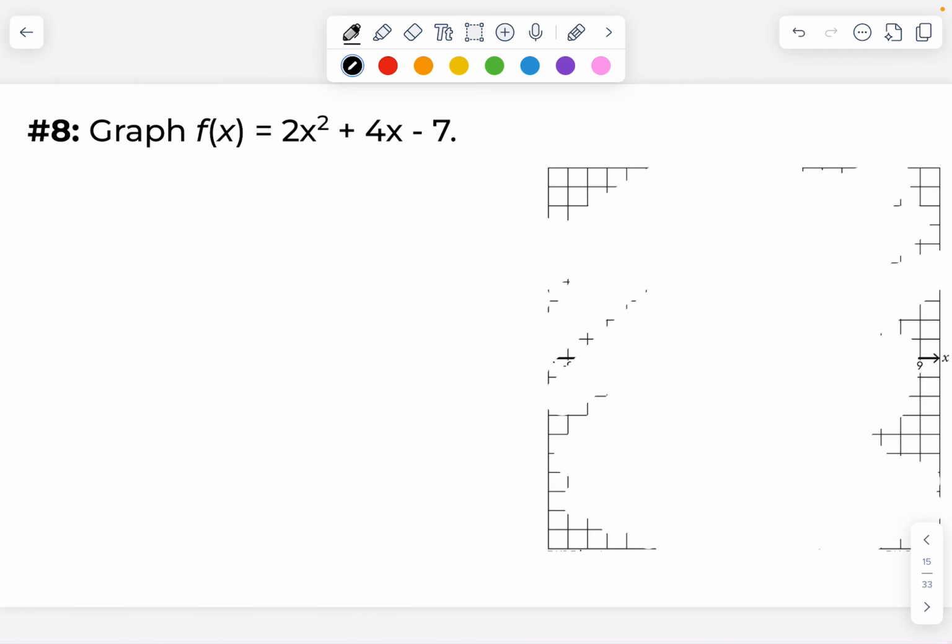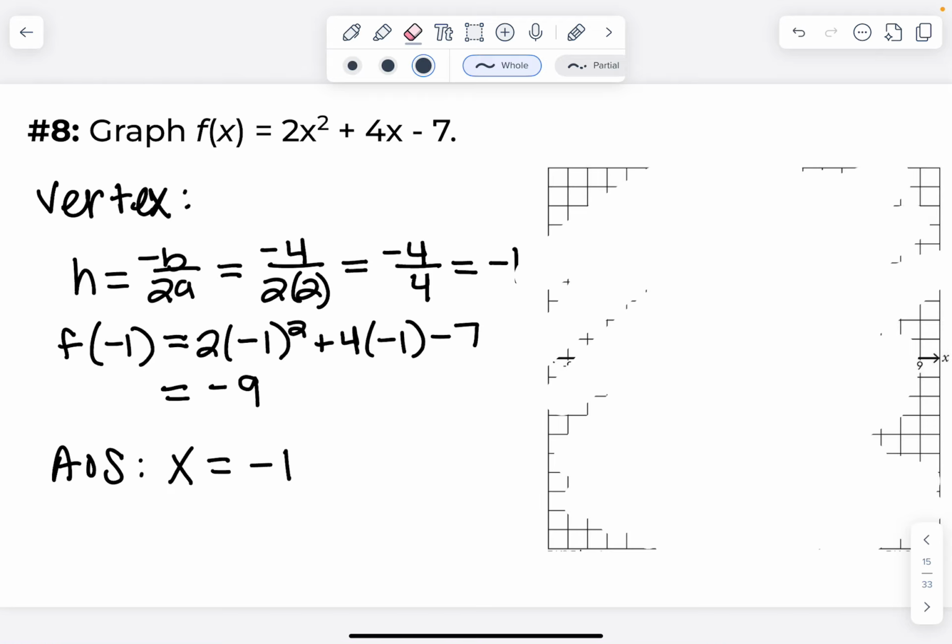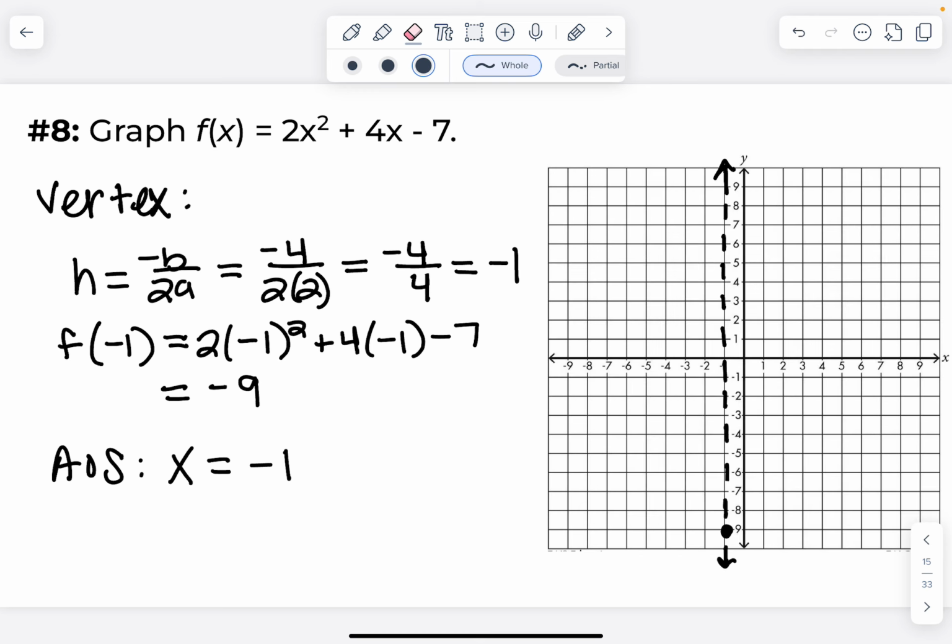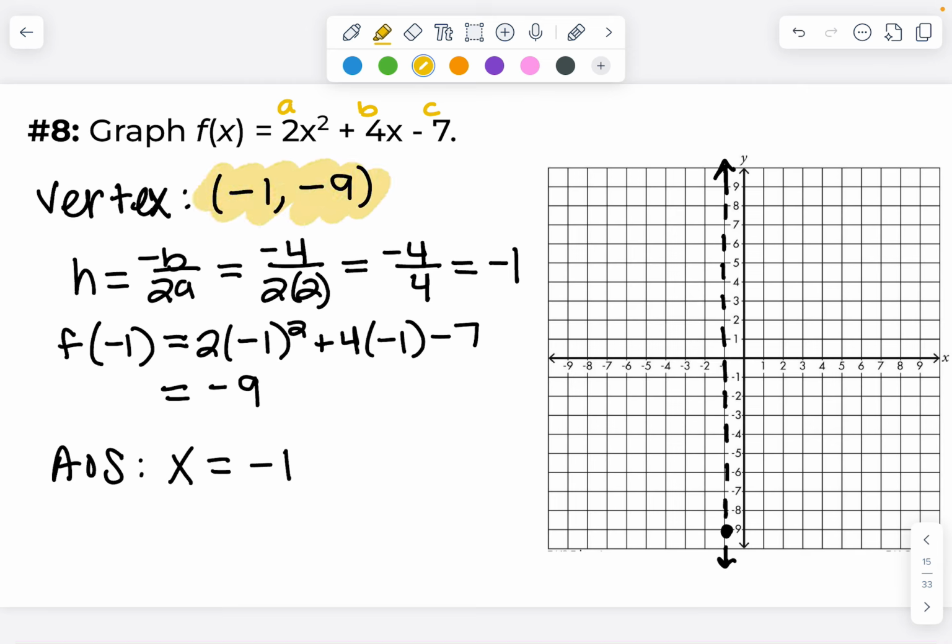Now, I want you to try this one on your own. So find the vertex, find the axis of symmetry, and then find additional points. All right, so go ahead and attempt this one. All right, so for the vertex and the axis of symmetry, when you plugged in here, A was 2, B was 4, so you had -4 over 2 times 2, which simplified down to -1. So our vertex was at -1, and then when you plugged in -1 to your function, you got a y value of -9. So that was our vertex, which we see plotted over here.